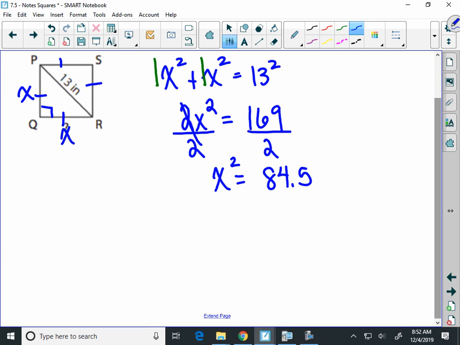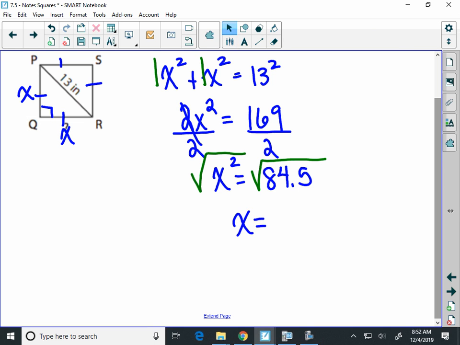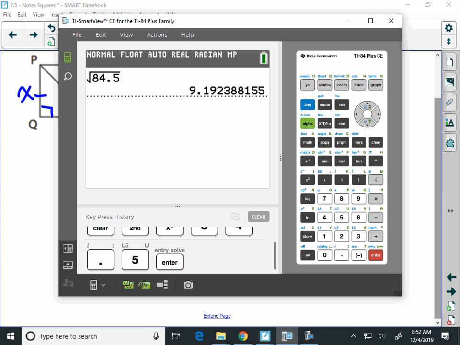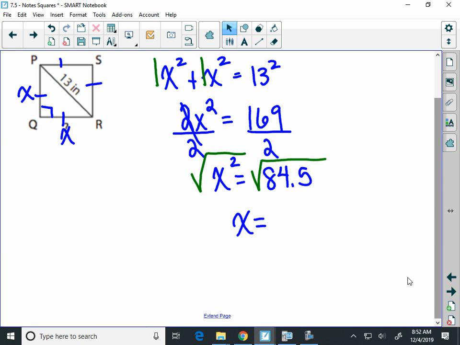And then finally, use Desmos, use your graphing calculator, whichever works for you. We're going to take the square root of both sides, and we'll get our value of x. And the square root of 84.5 is 9.2.